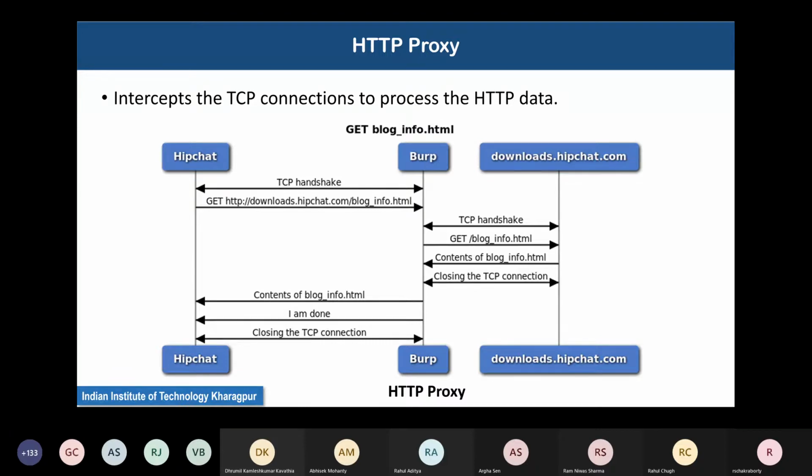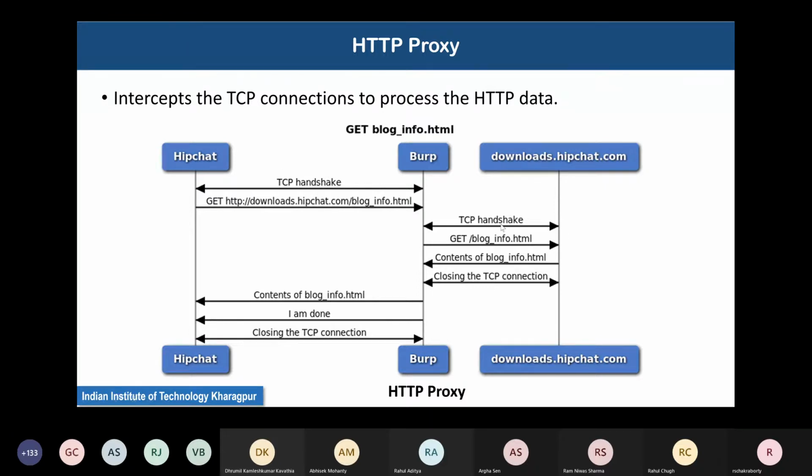So downloads.hipchat.com actually only sees the proxy server. It does not know who is requesting this web page. This is one important aspect of this proxy business. So downloads.hipchat.com will be unaware that the actual party requesting this is some HipChat client with a different IP address than the proxy server.